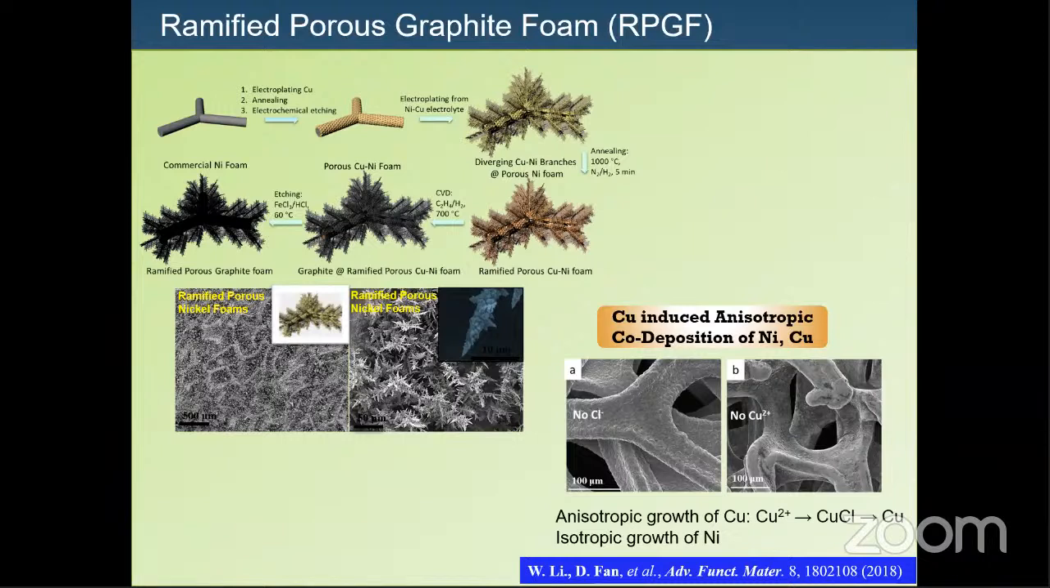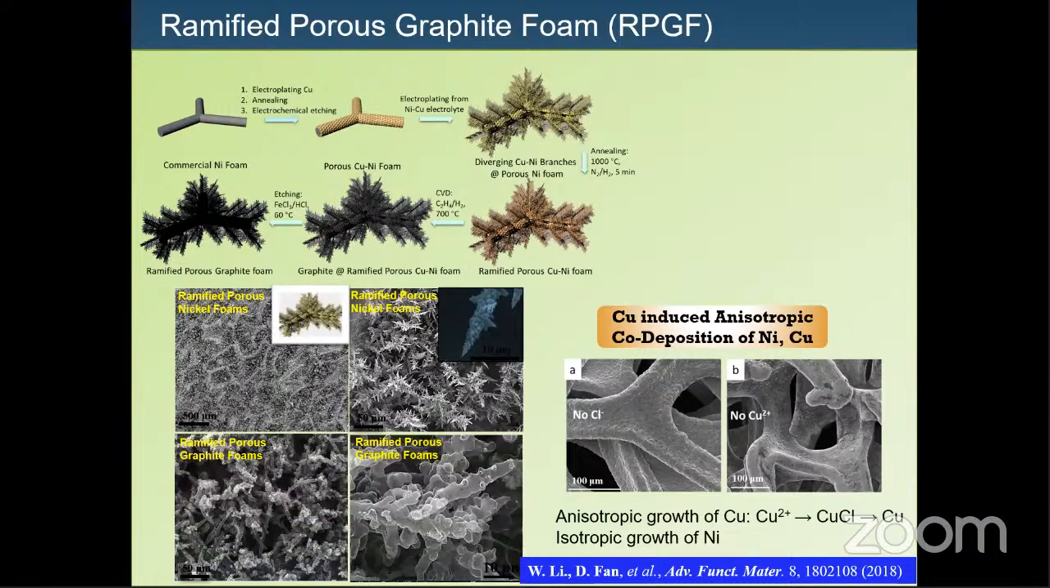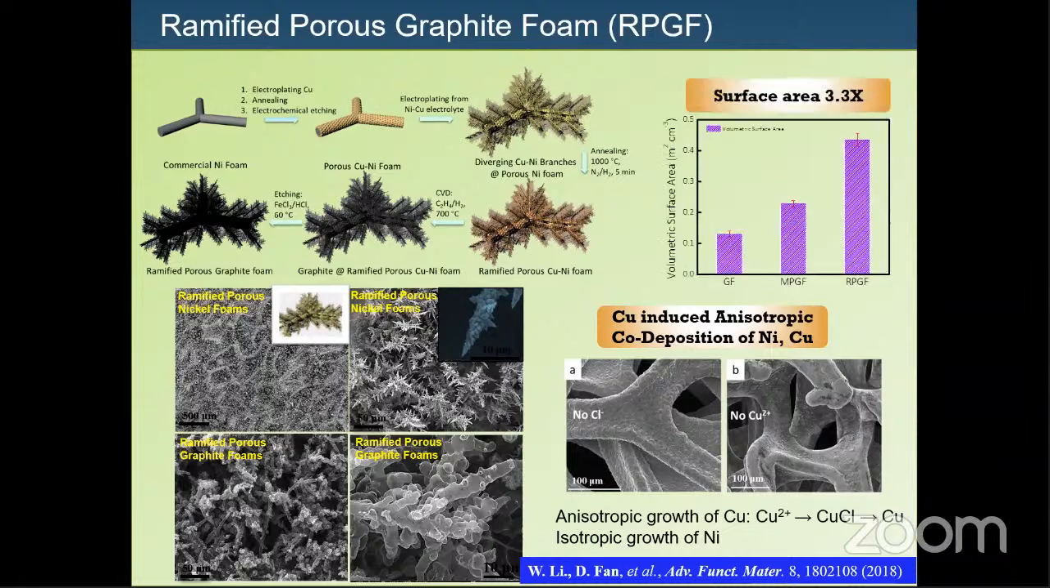Using those nickel forms as the templates, a new type of ramified porous graphite form can be obtained. It can be clearly seen that the graphitic microtubes maintain the density and morphology of the diverging copper-nickel branches, and also fill in the large empty spaces between graphitic struts. BET measurements determine that the volumetric surface area has been enhanced by more than 3 times.